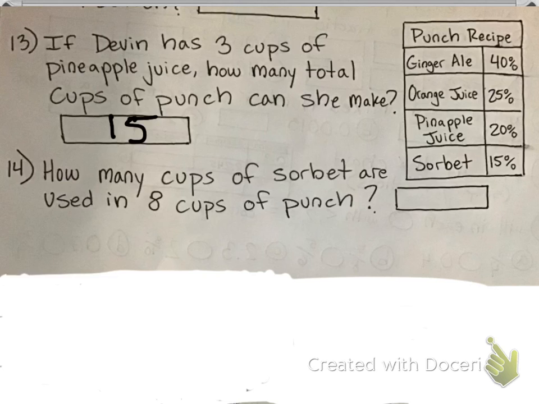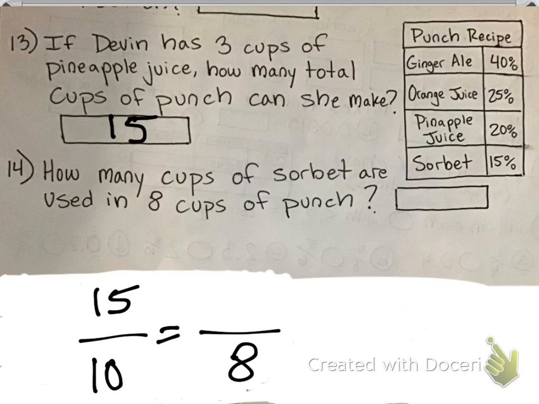How many cups of sorbet are used in 8 cups of punch? Is 8 going to be our part or our whole? Madison, 8 is our part or whole? 8 is the whole because it's 8 cups of punch. Sorbet. What is the percent of sorbet? Melanie, what's the percent of sorbet? 15. So we get 15 over 100. Again, we can't do this one very well, so we have to simplify. Gore, what do we get?